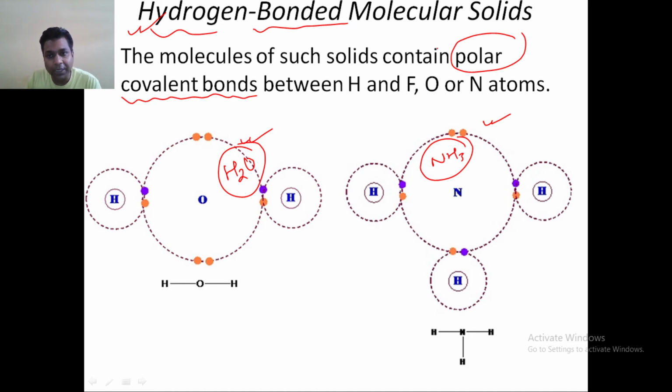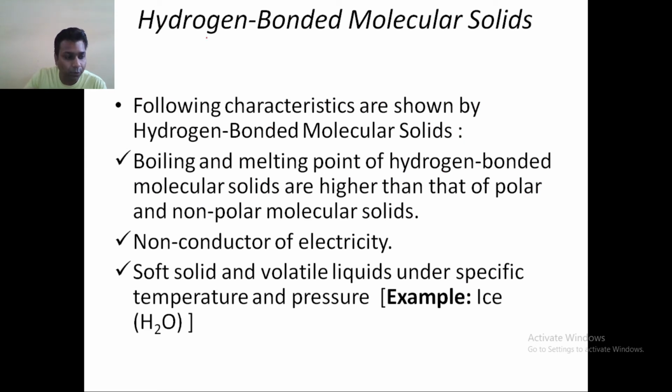This thing you might have studied in 11th chemistry also, what is covalent bond, what is polar covalent bond. So the concept has been taken from there. As you can see, between H and F, hydrogen and fluorine, hydrogen and oxygen, hydrogen and nitrogen. So hydrogen is a compulsory part of hydrogen bonded molecular solids. Now let us discuss some of the properties that we have.